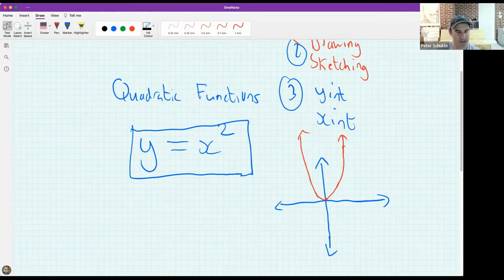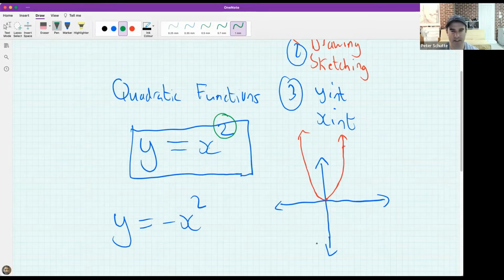What makes it different? So the one thing that I can see is that a quadratic function has a power of 2. So there's a variable that's raised to the power of 2. So that's one really important thing. The other thing that's important about a quadratic function is it's got curvature. It hasn't got straight lines. It's curved.